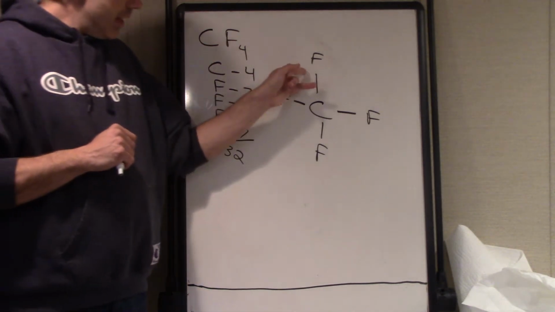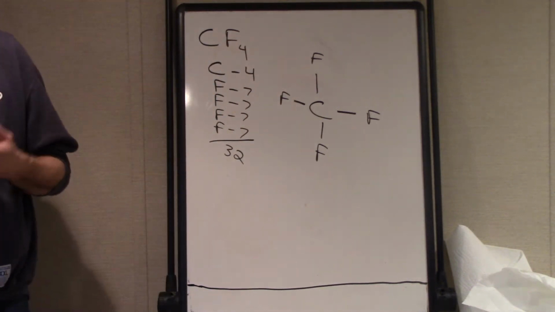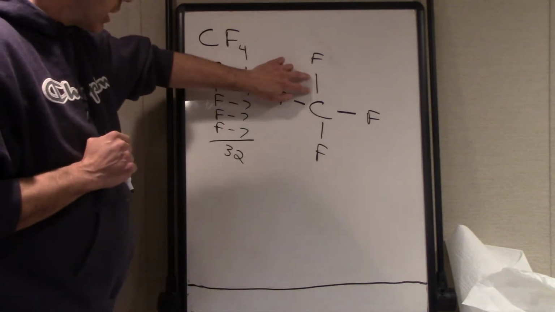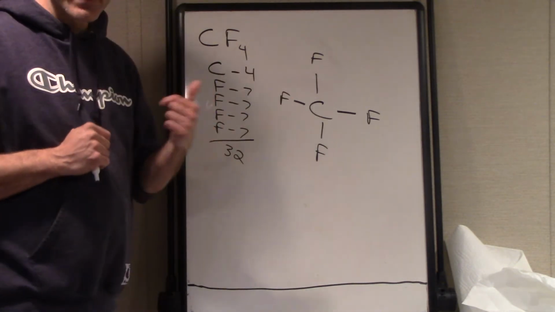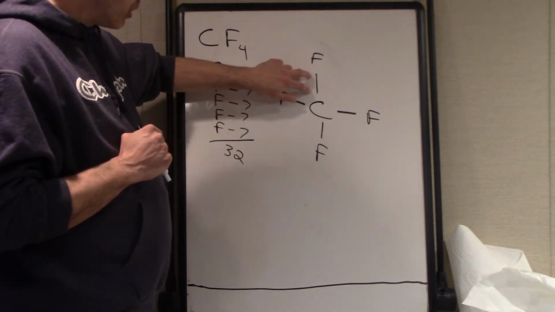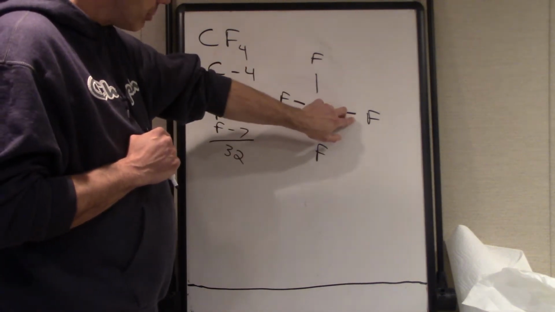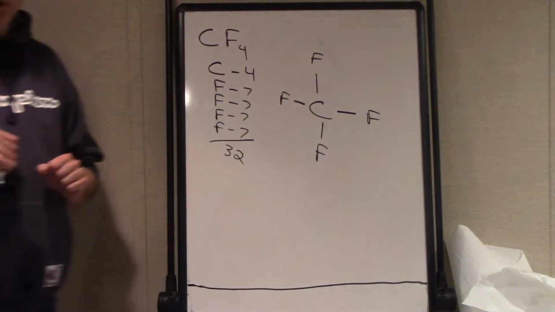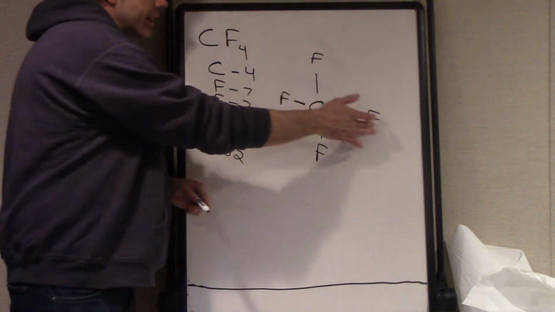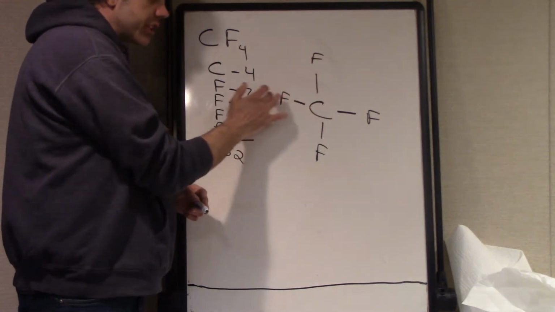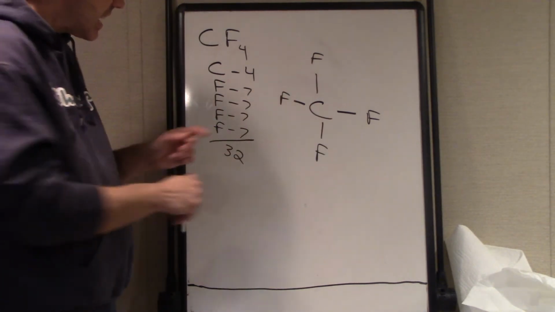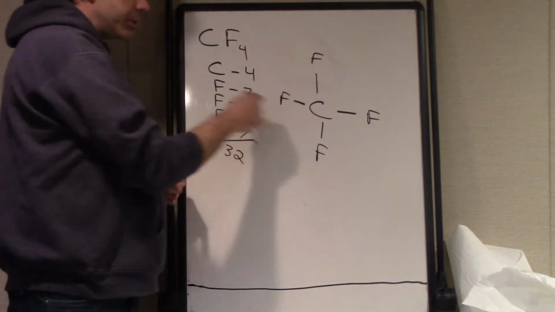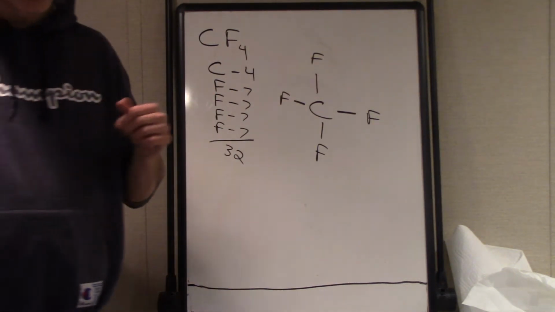Every time we write a bond, this line really represents 2 electrons. There's 2 electrons being shared. That's what that line actually represents. 2 electrons being shared, for each of the four bonds. We're only connecting the outer atom with the central atom. We're not connecting the outer atoms together. There's no bonding that's going to exist between these outer atoms.